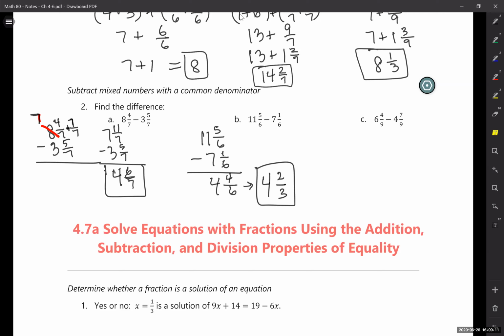Okay, a quick assessment of C, and I realized that this is going to be some kind of borrowing problem again, because the 4 minus the 7, we can't do it that way. So another way to do this, if you didn't like the borrowing method, which I totally get if you don't like that, is to just make improper fractions.